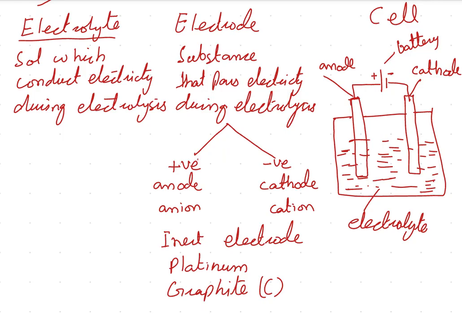There are two types of electrode, that is anode and cathode. Anode has positive charge, cathode has negative charge. And you should know what an inert electrode is. An inert electrode is a type of electrode which just passes the electricity but does not take part in the chemical reaction, and two examples of it are platinum and graphite. The student should know how to draw the electrolytic cell.